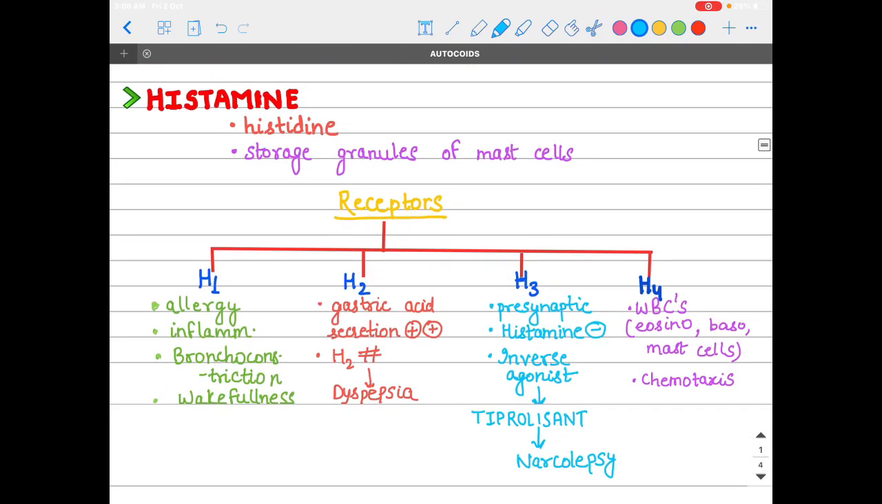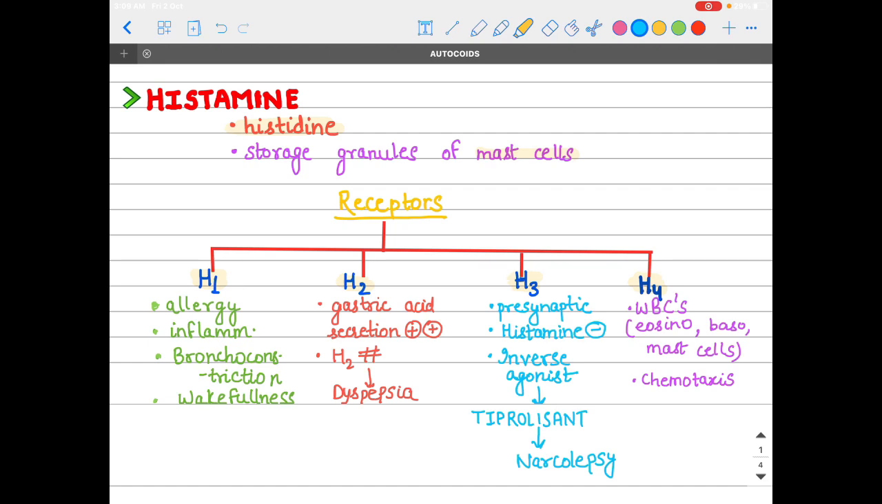Now let's discuss something about histamine. Histamine is synthesized with the help of histidine. It is stored in the storage granules of mast cells. The receptors of histamine are H1, H2, H3 and the H4 receptor.